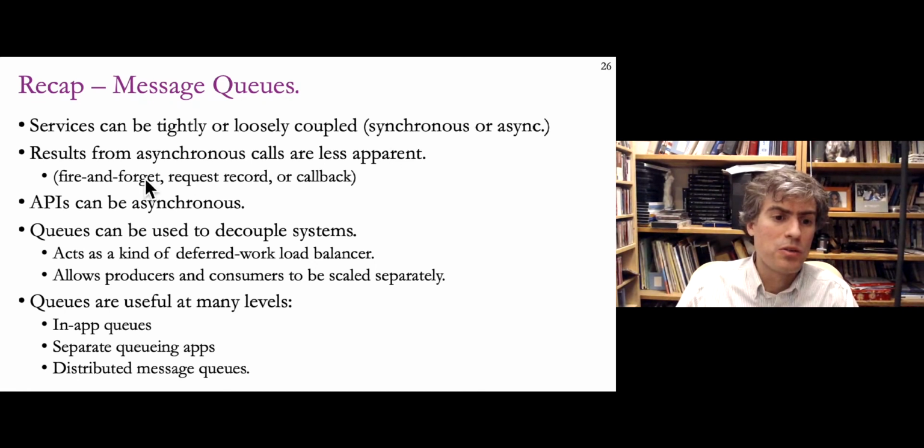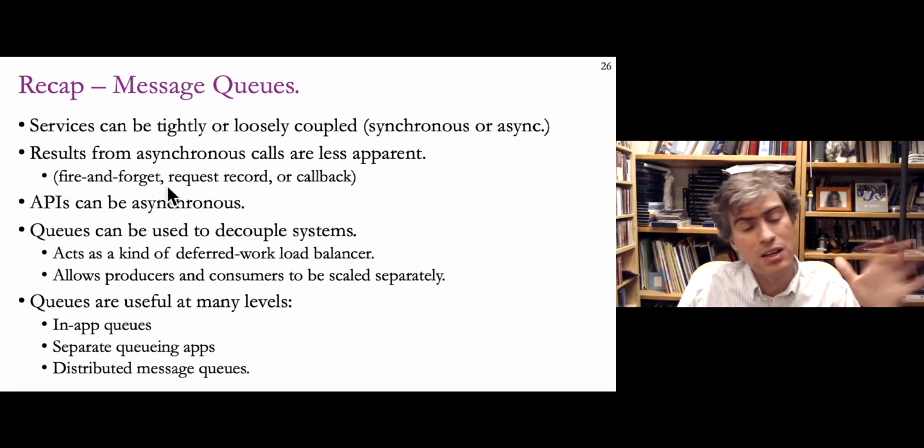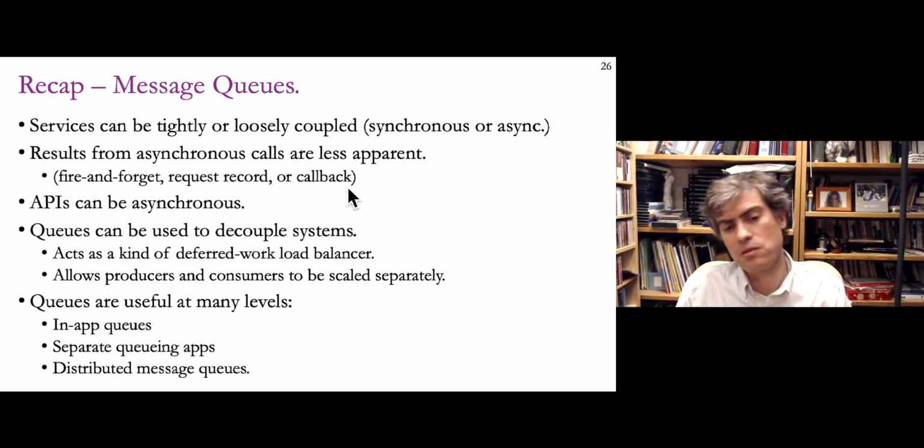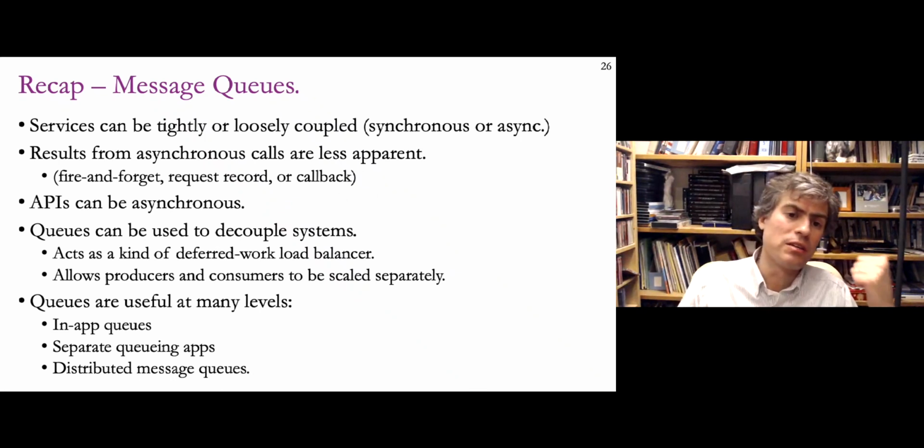Okay, so when you do that, your results are less apparent, and you have to have ways to deal with it. The first way of dealing, I call it fire and forget, and that is you don't deal with it. You just have no knowledge of what happened to your request. The other approaches allow the client to actually learn what the response was: either request records, where you give back to the client some ID that they can check in the database to find the result, or a callback, where you tell the server what web request to make to give the response back to the client.